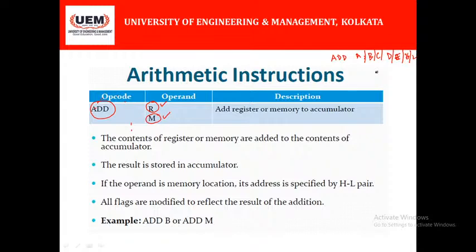Result means sum, because in case of addition there are two things generated, sum and carry. If there exists any carry during the addition, that carry will be reflected in the carry flag. How?